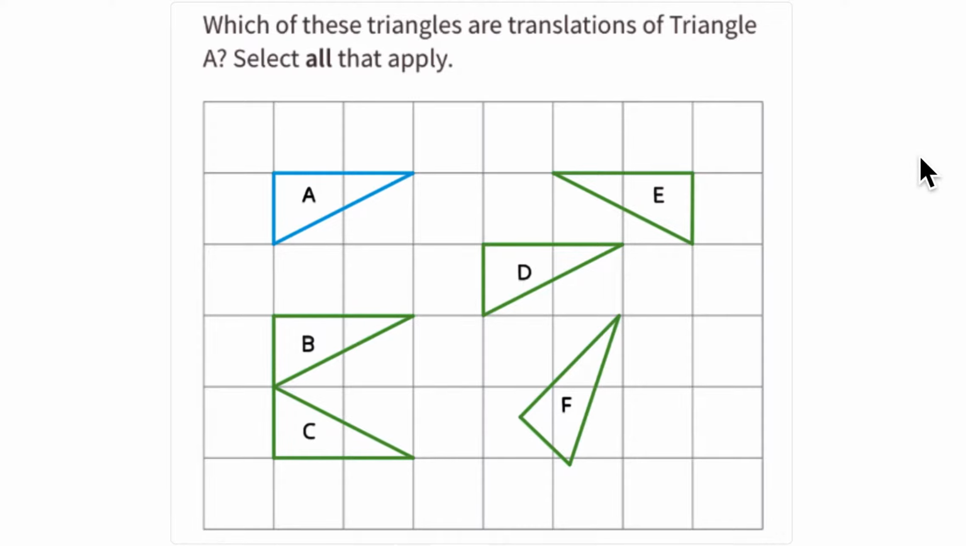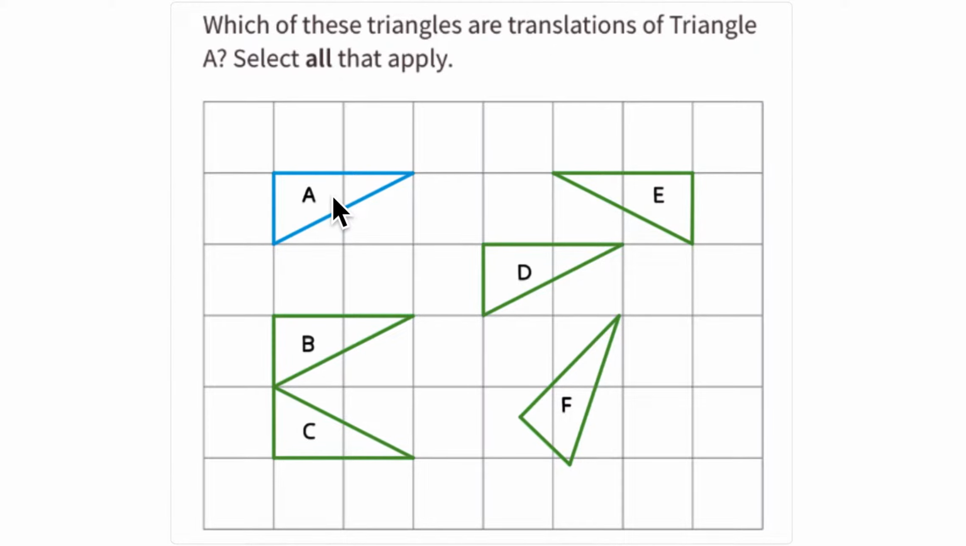For this cool down, the authors give you 1, 2, 3, 4, 5 images and ask which are translations of triangle A, so which are movements of triangle A. All the points are moving in the same direction and the same distance. That is a translation.